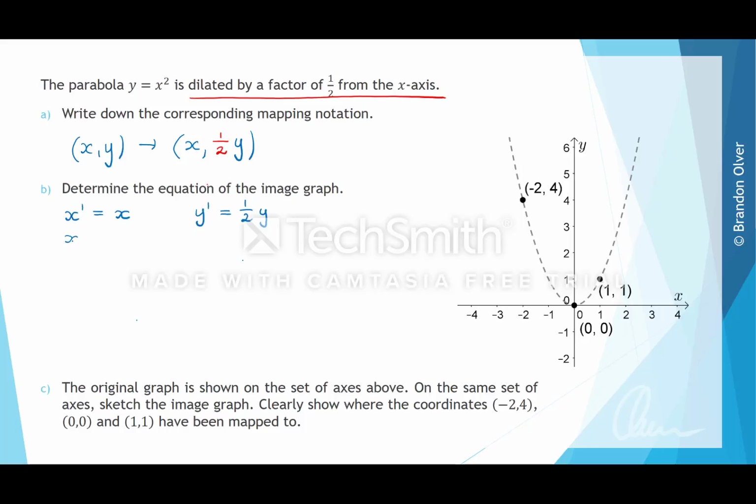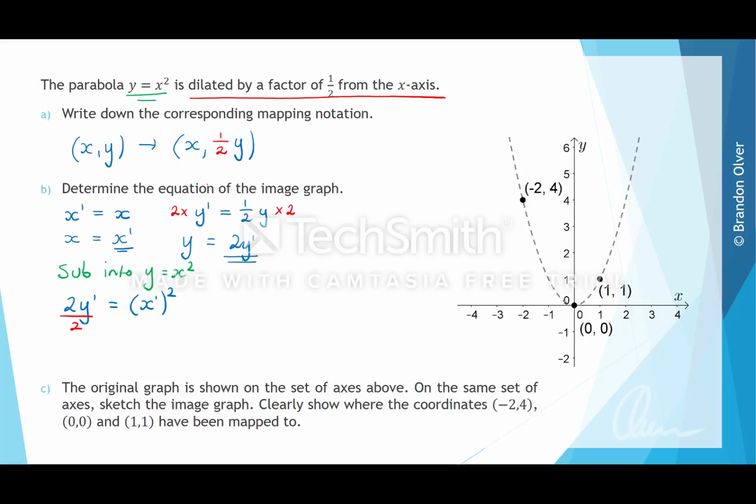So for the first equation, we just have x is equal to x dash. For the second equation, we need to multiply both sides by 2 to get y by itself. So we find that y is equal to 2y dash. Then what we need to do is sub what we've just found into the equation y equals x squared, which was the original parabola. So wherever there's a y, I replace it with 2y dash. So I have 2y dash is equal to, and wherever there's an x, I'm going to replace it with x dash. So x dash all squared.